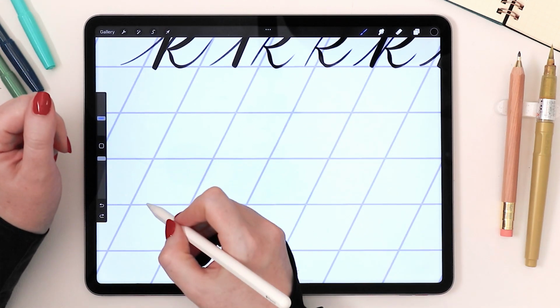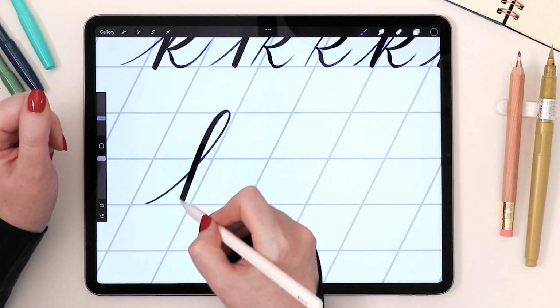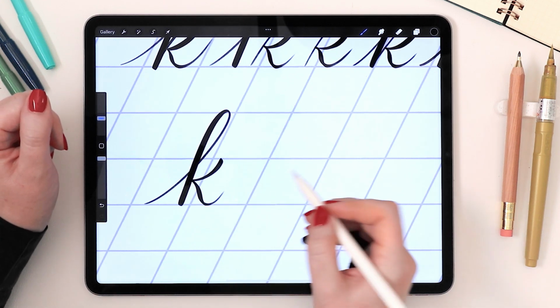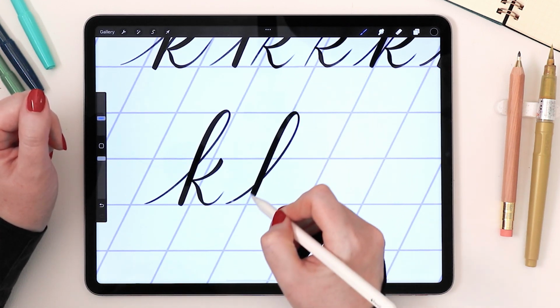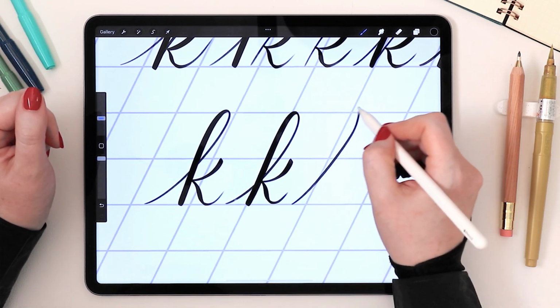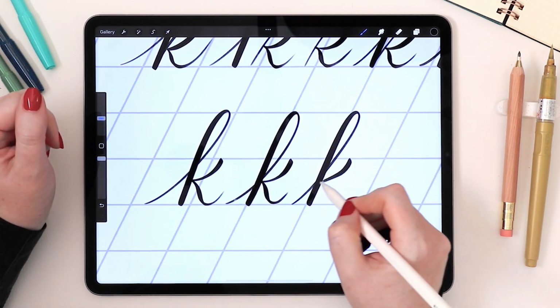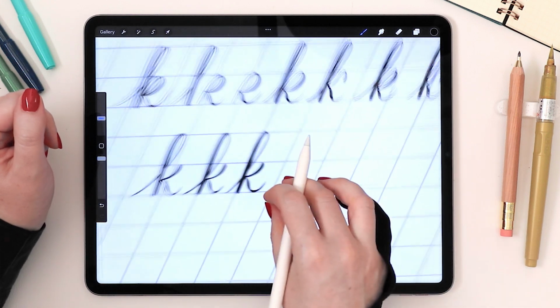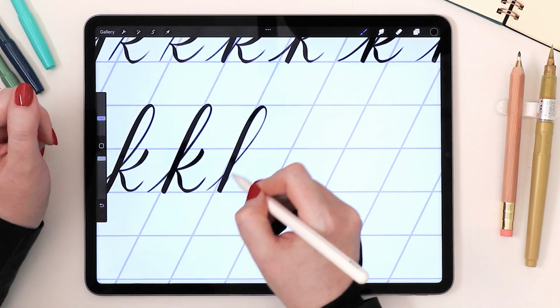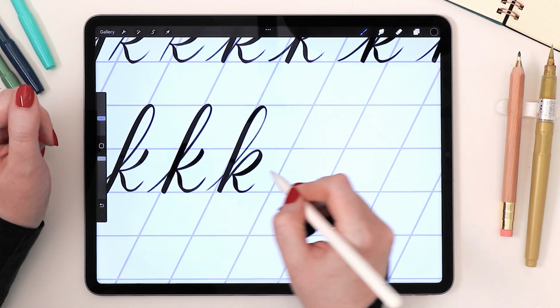I should actually teach you one more K, which is like this. So instead of looping over, you can actually come down. I'd call this more modern. It may be better suited to brush lettering, which by its very nature is a little bit less formal. So yeah, let's just look at these 3 here and I'll let you make your choice.